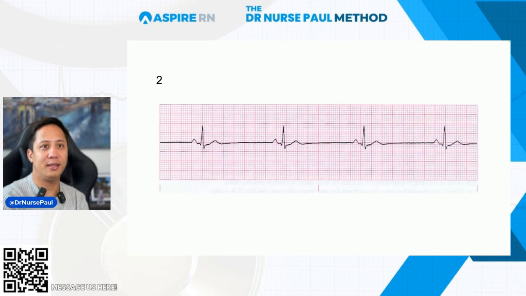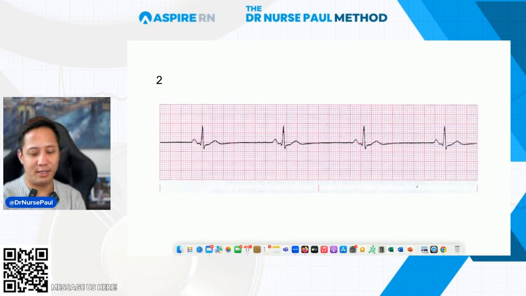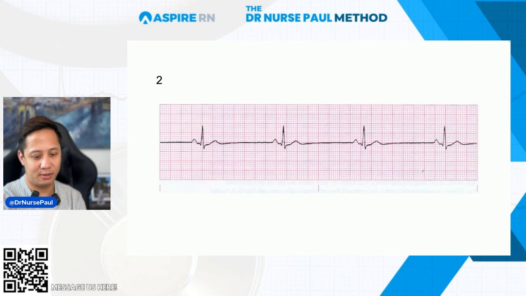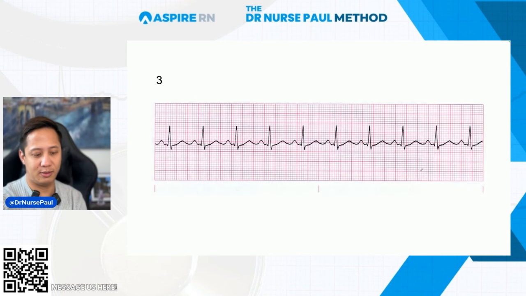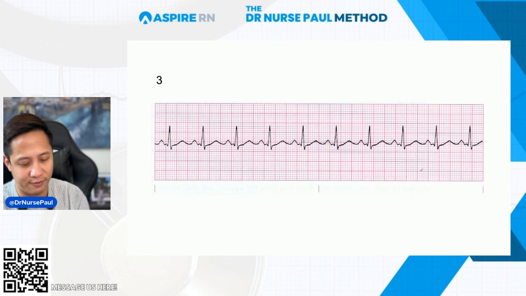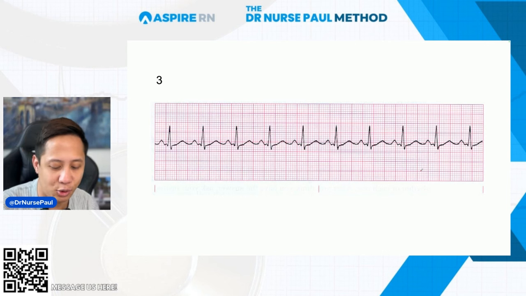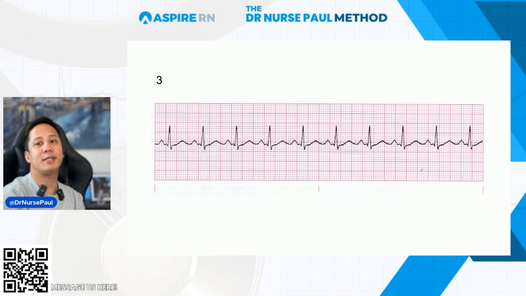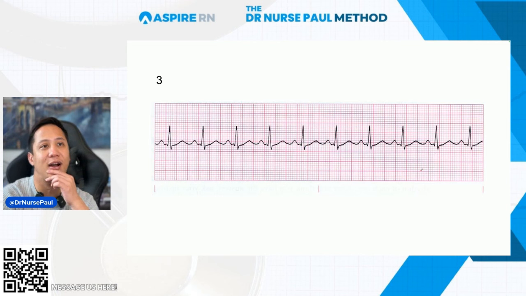Number three. Number three is, hold on, guys. The screen is not, okay. Number three is, what is that? 1, 2, 3, 4, 5, 6, 7, 8, 9, 10. This is normal sinus rhythm to me. Right? 100 per minute. This is normal sinus rhythm, NSR. Number three, normal sinus rhythm.